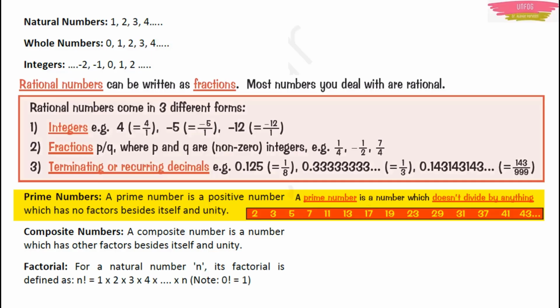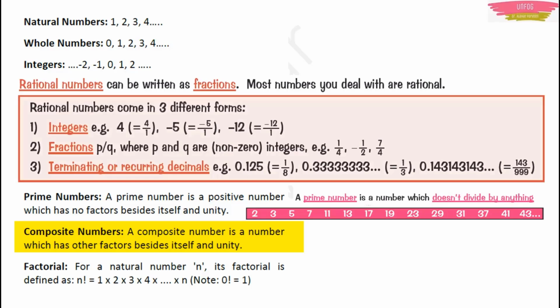Other than prime numbers, whatever numbers are remaining are known as composite numbers. That means they will occur in your tables. In any of the tables, they will occur. That means they will have factors besides itself and unity. They will have other factors also. Okay.